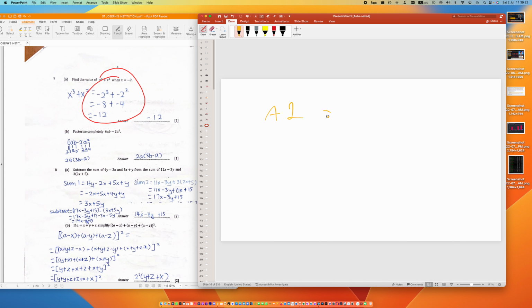A1 is 75 and above. A2, 70 to 75. B3, 65 to 70. So every 5 marks is 1 grade. And just because you keep making the same mistake, you lose at least 1 grade. At least 1 grade.